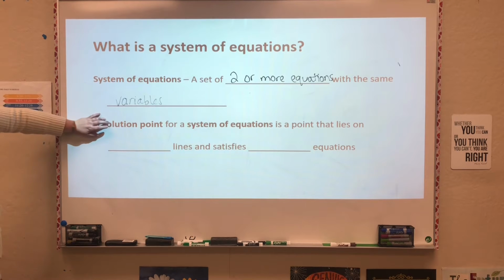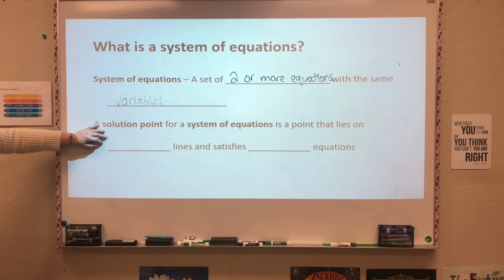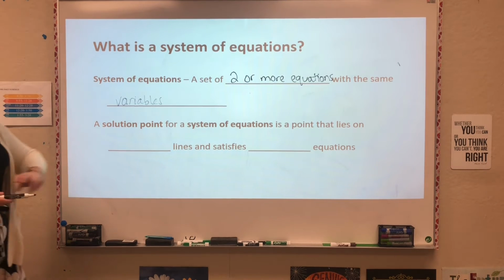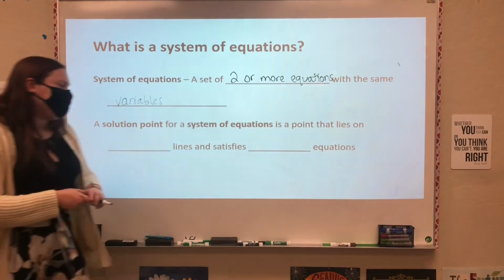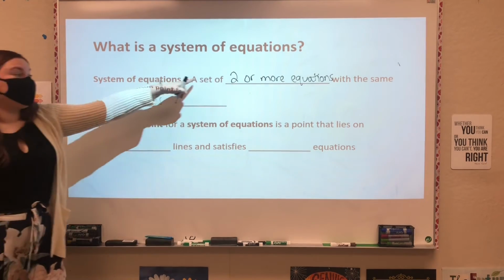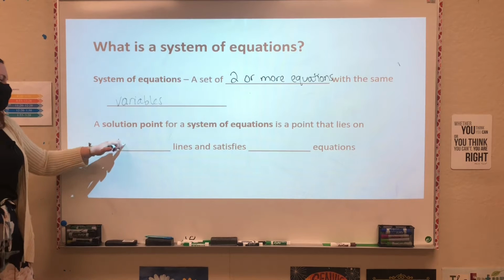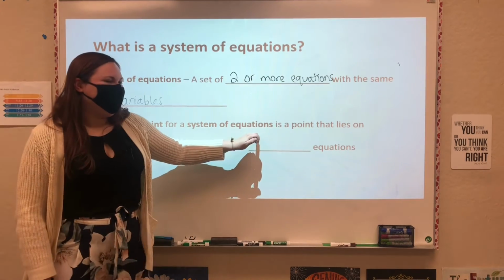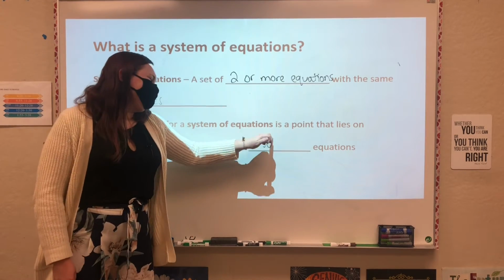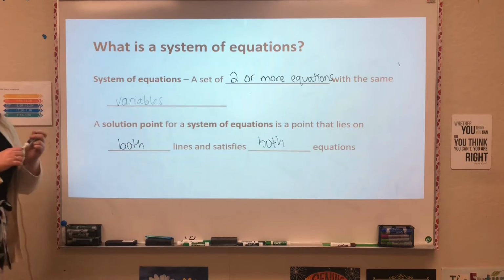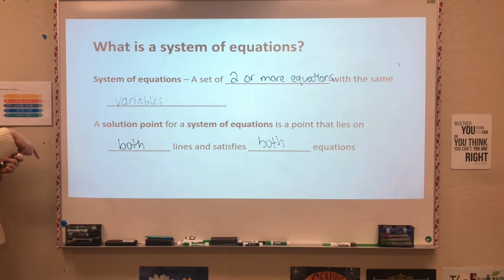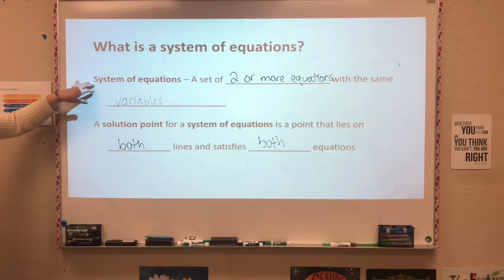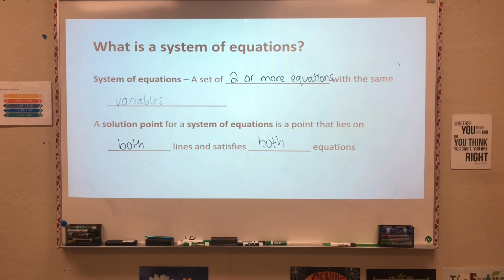When you're talking about solution points for a system of equations, the definition is very similar. It's going to be a point that lies on both of the lines and satisfies both equations. So everything we just said for those first two examples will be similar for systems. It's just as true for both.